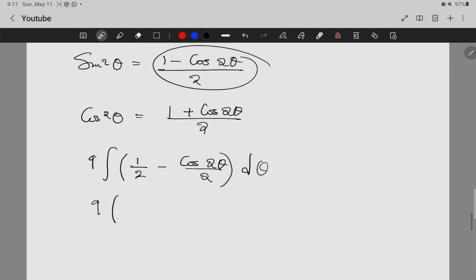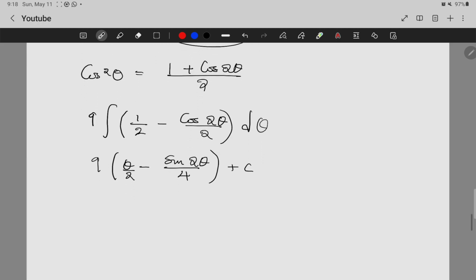So when we integrate the first part, we just get theta. When you integrate the second part, we first differentiate the argument there, giving us a 2, the 2 multiplied down giving us a 4. Then the integral of course will be sine 2 theta, so plus c. So at this point we can distribute the 9, giving us 9 over 2 theta minus 9 over 4 sine 2 theta plus c.